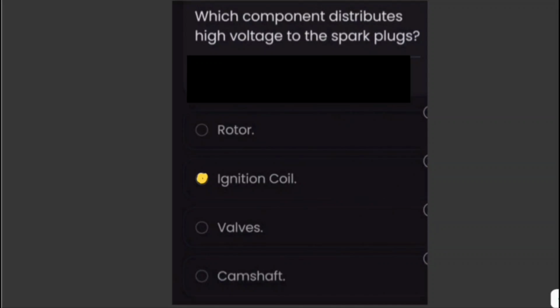The ignition coil is a component of the ignition system in an internal combustion engine. Its primary function is to transform the low voltage from the battery into high voltage, typically in the range of 20,000 to 50,000 volts, which is necessary to create a spark at the spark plugs. The high voltage generated by the ignition coil is then distributed to the spark plugs via the spark plug wires, which are connected to the distributor or directly to the individual ignition coils in modern engines with coil-on-plug, or COP, systems.